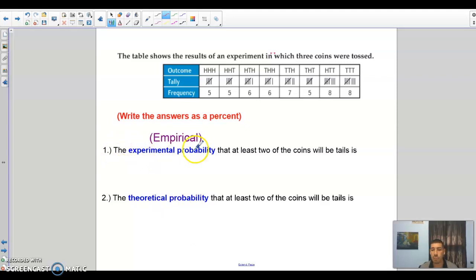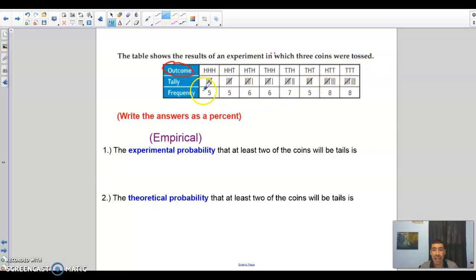Experimental probability. So here, the table shows the results of an experiment in which 3 coins were tossed. Just picture that you have 3 coins in your hand and you toss those coins. Here are the possible outcomes. Outcome simply means what can happen. There are 8 different outcomes: 3 heads, 2 heads and a tail, 2 heads and a tail in another order, a head and 2 tails, and so on, or you could get 3 tails. So these are the possible outcomes that can happen.